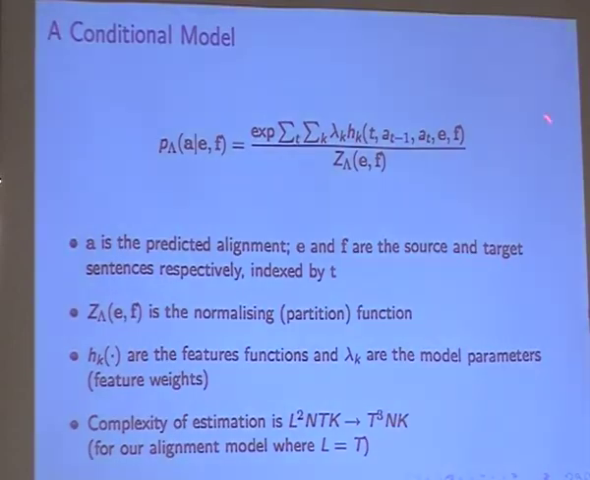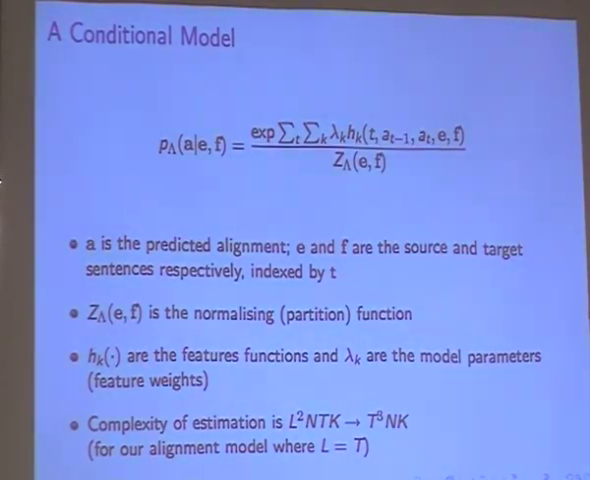This is a standard equation for a log linear model. On the top, we have an exponentiated sum of features. So h is a feature function, and this is just all the parameters that the feature function takes. Each feature function has a weight, and we sum all those up, and we divide by the normalizer Z. And Z is just the sum of the feature weights for all possible alignments. So this is essentially a standard log linear model equation.